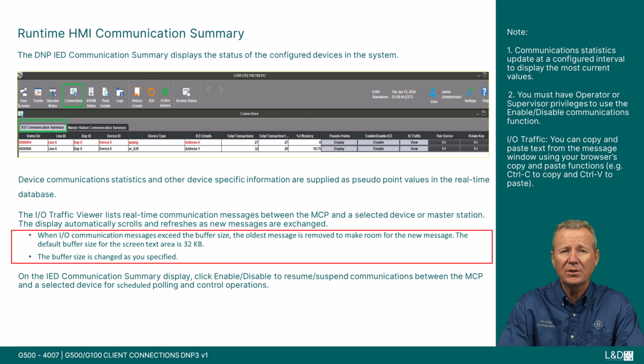When I/O communication messages exceed the buffer size, the oldest message is removed to make room for the new message. The default buffer size for the screen text area is 32 KB. To change the buffer size, in the I/O traffic viewer window, click Buffer Size. Enter a value and click OK. The buffer size is changed as you specified.